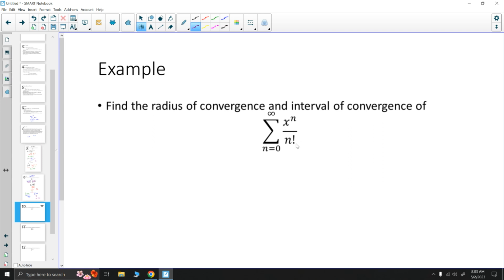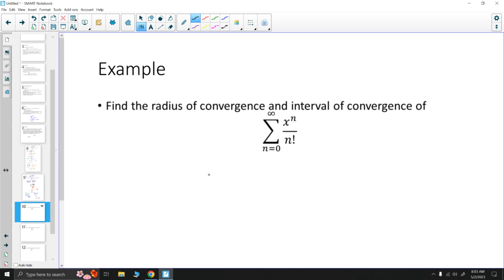We have x to the n over n factorial. Again, they're not raised to the power of n, just this one is, so I'm not using the root test. As I mentioned, the root test does get used, but so rarely. And anytime I see a factorial, I'm definitely thinking ratio test anyway. Okay, so again, it's the same thing.